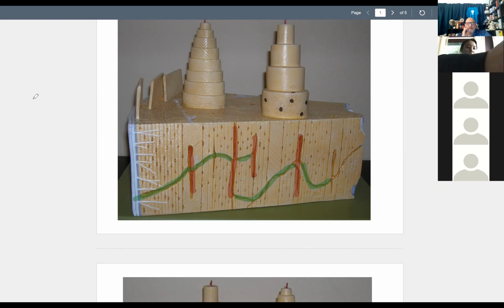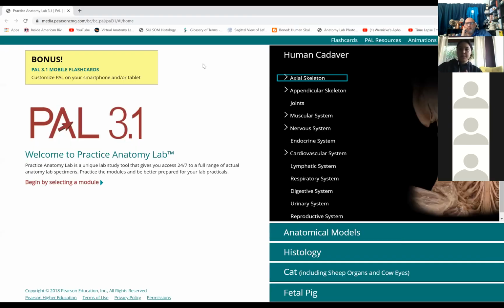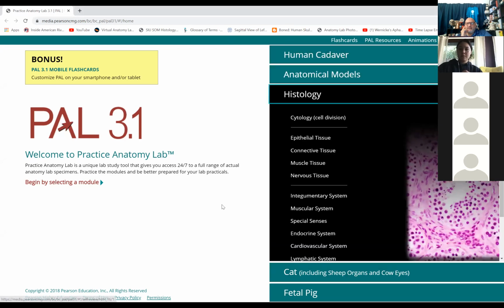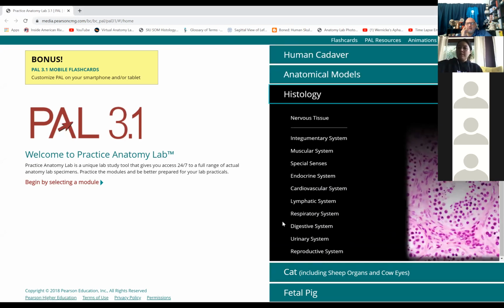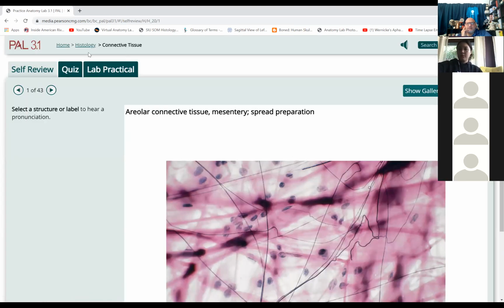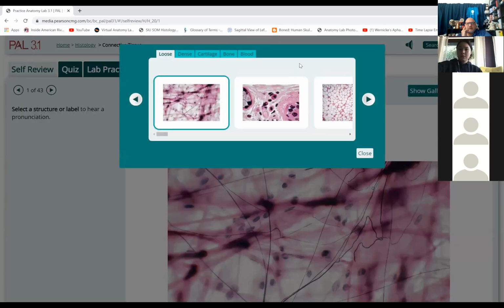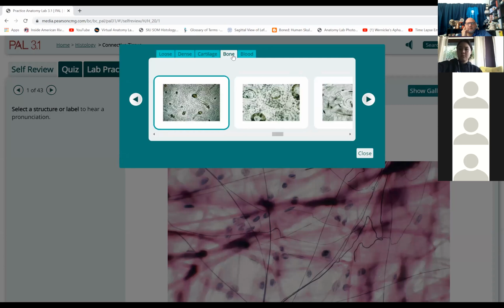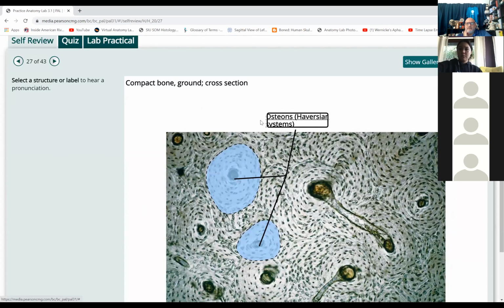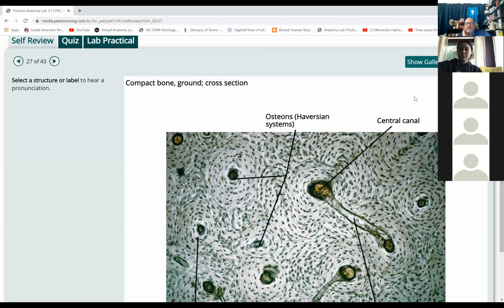Okay, let's do this. I haven't looked at this yet, so I don't know how successful this will be. But another resource that you definitely, absolutely, positively will be using in this section, if you haven't started using it already, is your practice anatomy lab. We'll talk about the bones that you can see here, but I was curious about the histology. Let's see if under connective tissue, we have gallery, bone. Perfect, that's what I want. So let's get rid of the labels here for a second.